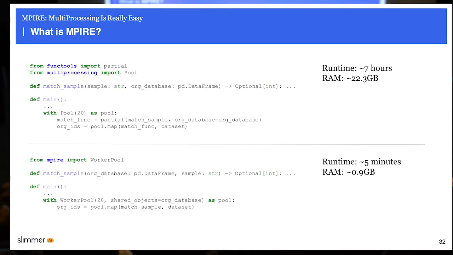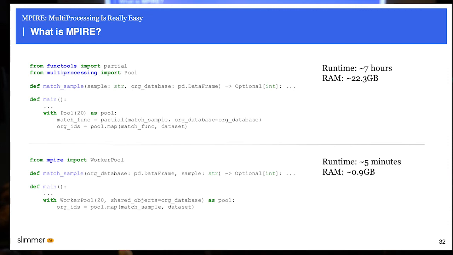So how would it look when you do this with MPIRE? So here's the example again with multiprocessing the pool. And for MPIRE, you of course have to change the import. But other than that, instead of with pool, you say with worker pool. And we want to share the organization database, so we say shared objects is organization database, and then the rest is pretty much the same.